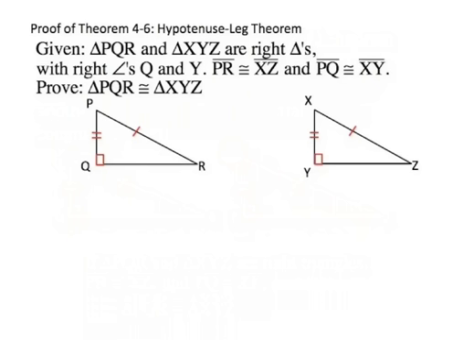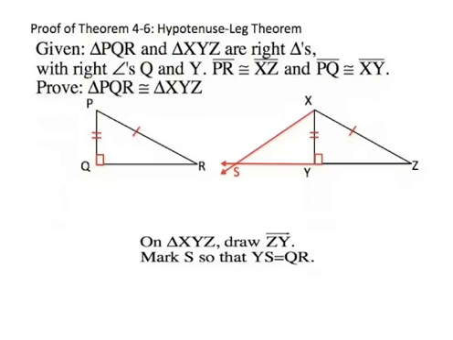So let's take a minute and try to prove this. Given that triangle PQR and triangle XYZ are right triangles with right angles Q and Y, segment PR is congruent to segment XZ, and segment PQ is congruent to segment XY, we need to prove that these two triangles are congruent. So the first thing that we need to do is, on this triangle over here, draw ray ZY and mark a point S so that the distance from Y to S equals the distance from Q to R. And that looks like this.